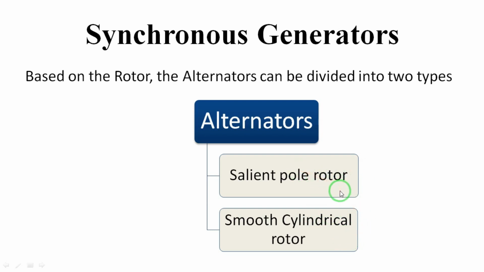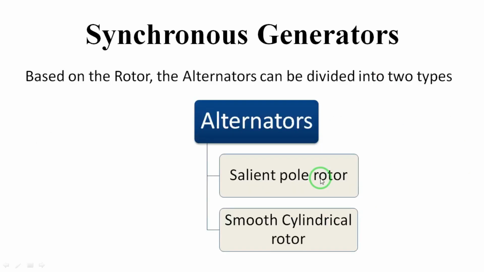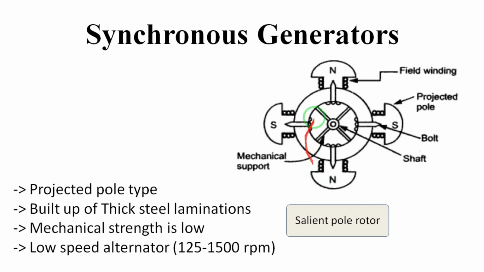I will explain briefly these two types of rotors. Though the stator construction is the same for both rotors, the rotor construction is different. In the salient pole rotor type generator, the rotor construction is like this, but the stator is the same. The stator consists of armature winding. But in the salient pole rotor, there are four poles: north pole, south pole, north pole, south pole. Two pole pairs, two north poles, two south poles.